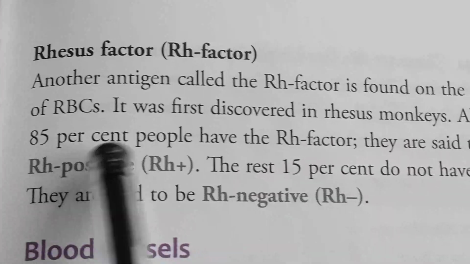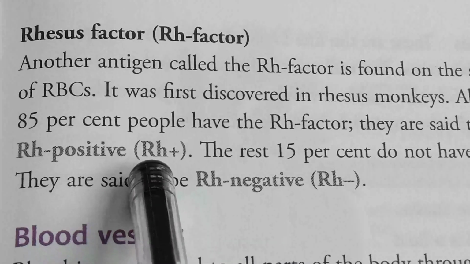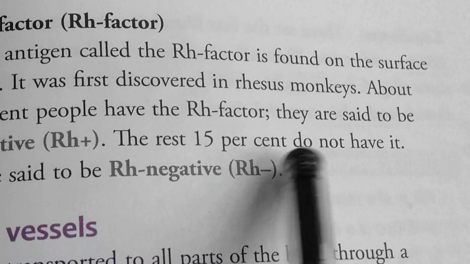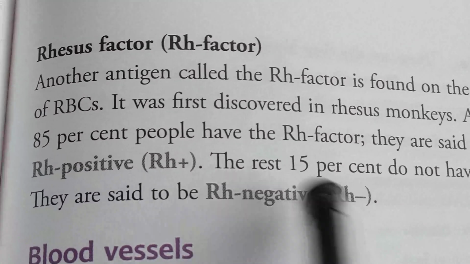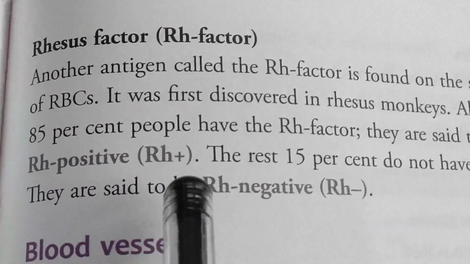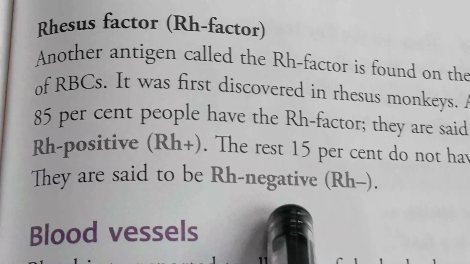About 85% of people have the Rh factor. They are said to be Rh positive. I mean, the rest 15% do not have it. They are said to be Rh negative. So who possesses the Rh factor? They are also known as Rh positive. And who does not have it? They are also known as Rh negative.